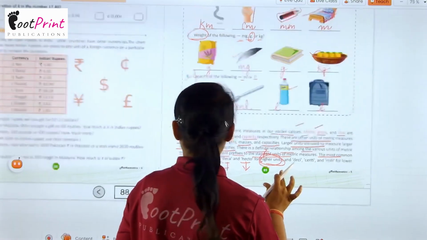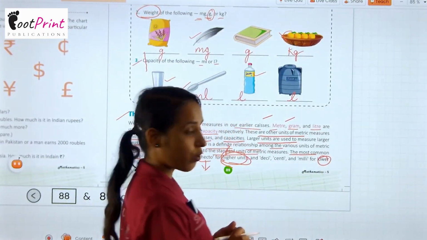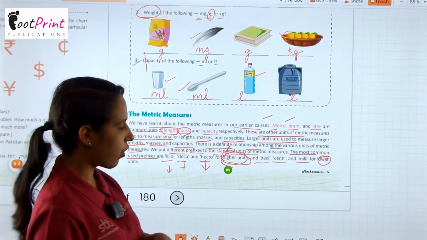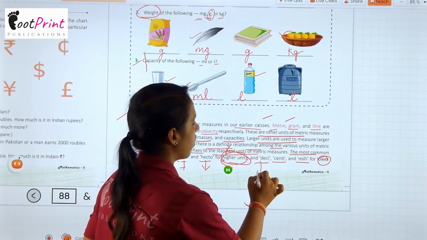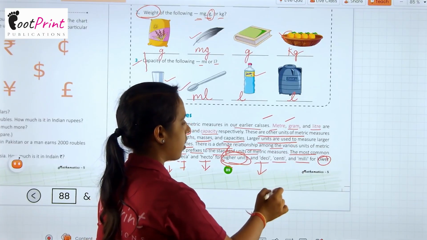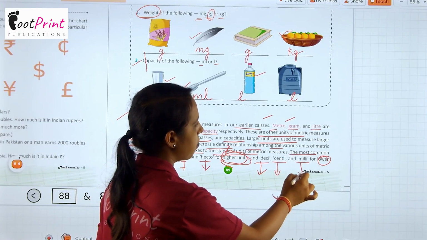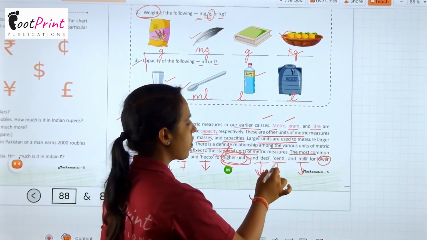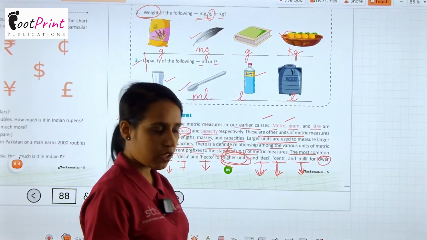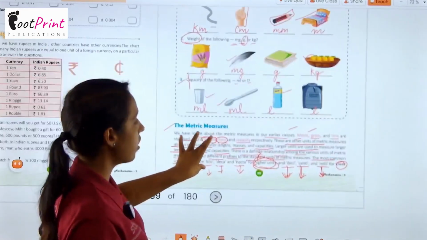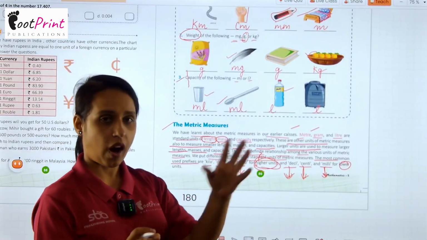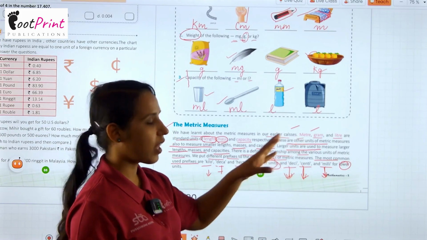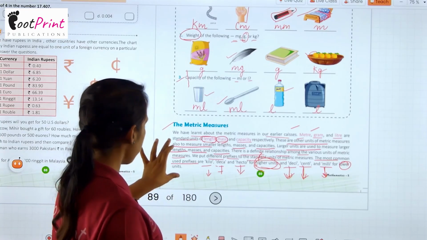If we want to convert it into lower units, we use the prefixes deci, centi and milli with the standard unit, like decimeter, centimeter and millimeter. In the same way, decigram, centigram, milligram. So just like that, we can convert the standard unit into higher units using some prefix. In the same way, we also make lower units using some prefix.